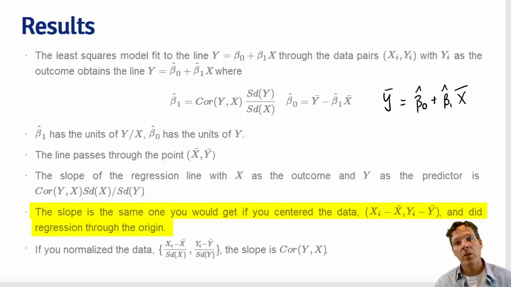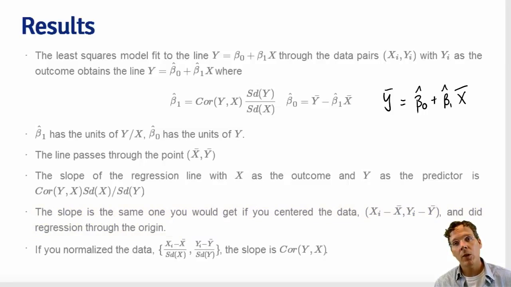The slope is the same if you were to center the data first. In other words, take each xi and subtract off its average, and take each yi and subtract off its average, so that now the origin is exactly the mean of the data. If you were to do regression forcing the line through the origin, you get the same answer.